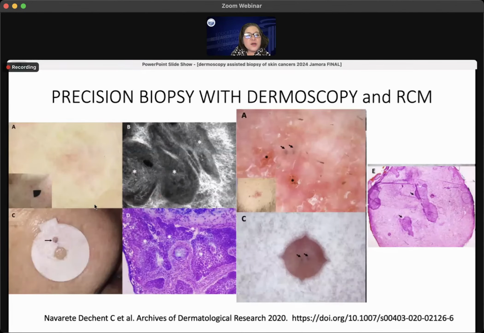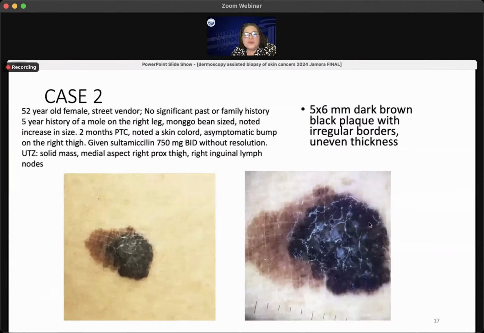Now this is another example. This is a basal cell. So they used dermoscopy to identify the telangiectasias. They covered it with the white paper, and then they used RCM, and they were able to take a targeted area with these small blue-gray globules here. And then you can see here it correlates exactly with those basaloid cells on histopathology.